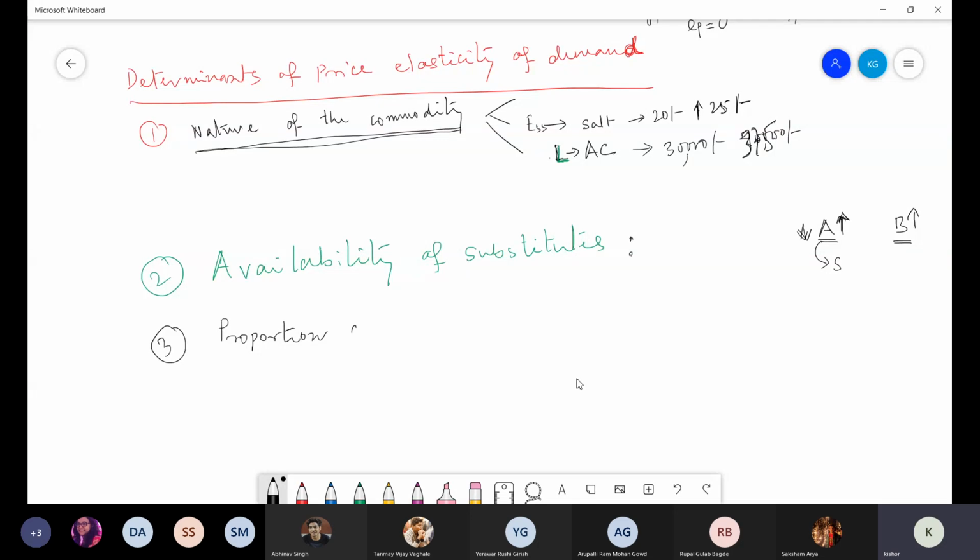Another factor is the proportion of income spent on a particular commodity. So I'm giving you the example of salt. Here, even three determinants are appearing. The proportion of income spent on salt might be say 0.00001%. So when you are spending a very small proportion of income, it will be relatively inelastic.